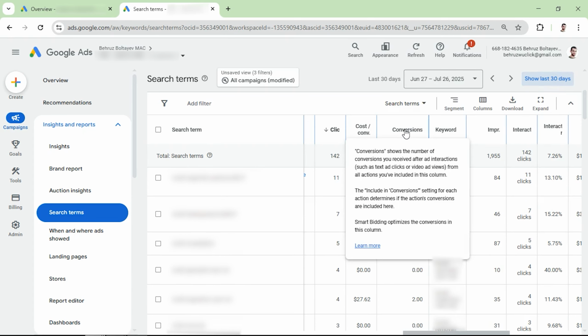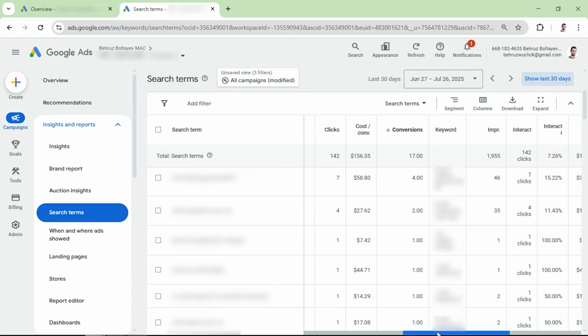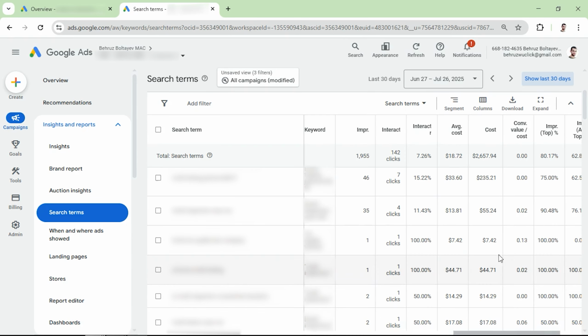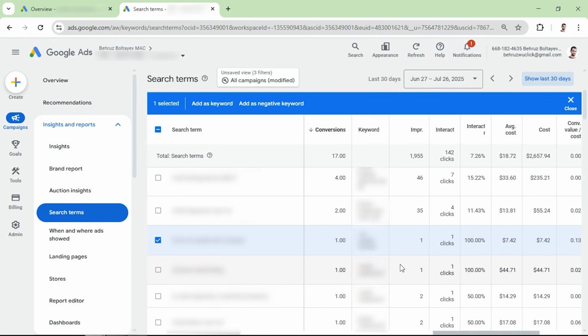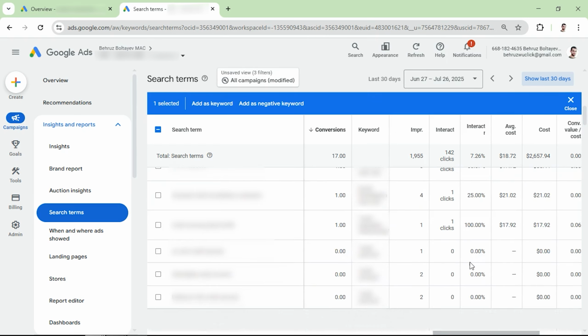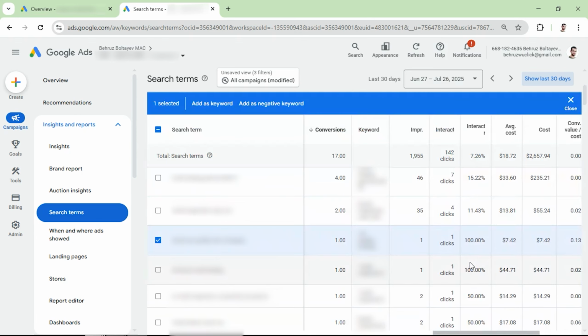And we're going to filter by the number of conversions. If you scroll to the right, you can see their average cost. This was $33, $13, $7. For example, this could be a really good keyword, and it also resulted in a conversion. You can scroll down and find more cheaper keywords. So these are some of the keywords which have converted.